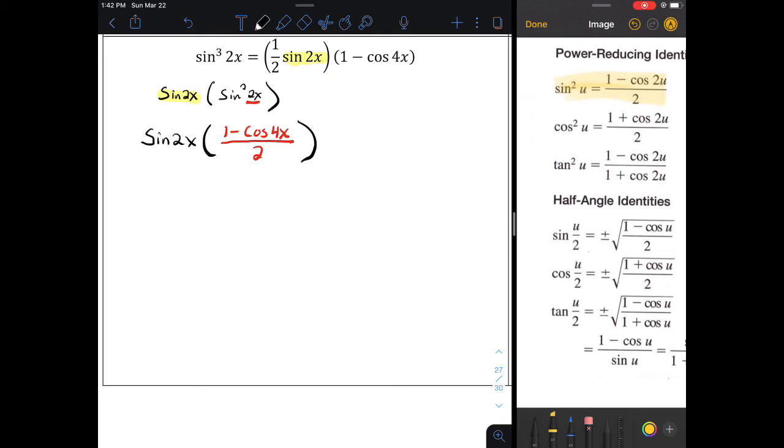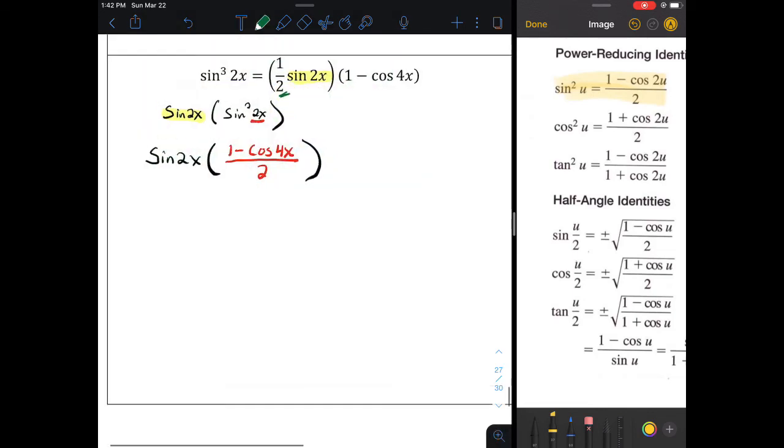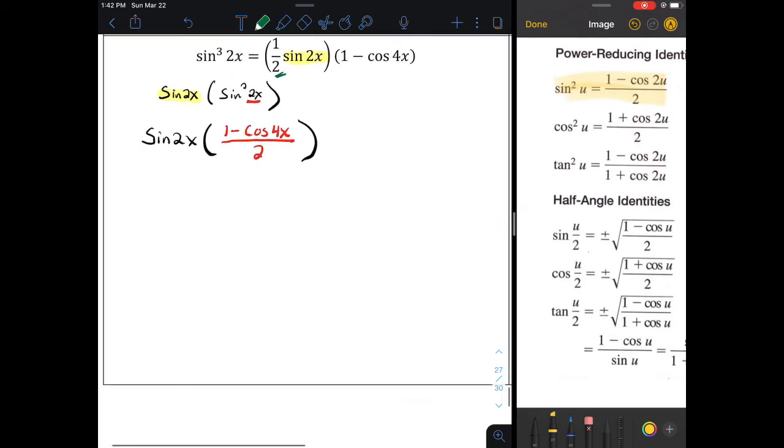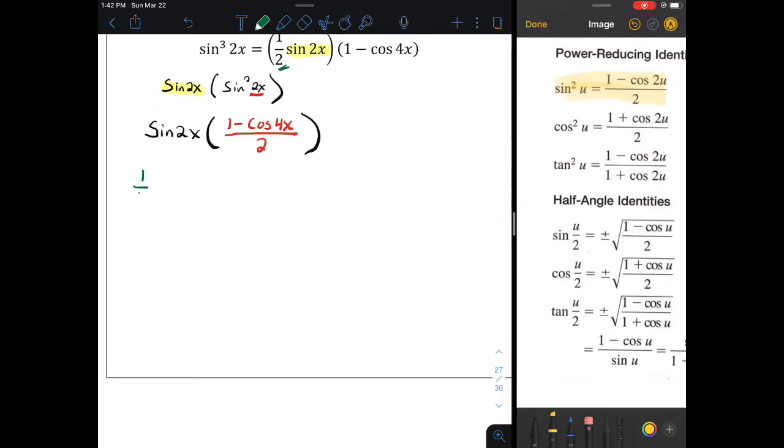And the last thing here is I'm looking in the right-hand side of my proof. It wants the 1/2 with the sine of 2x. So if I pull out a 1/2, oops, sorry, that makes 1/2 times sine of 2x times 1 minus cosine of 4 times x. And that is my right-hand side.